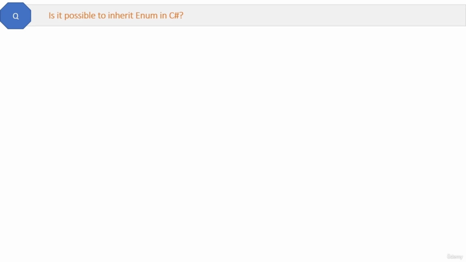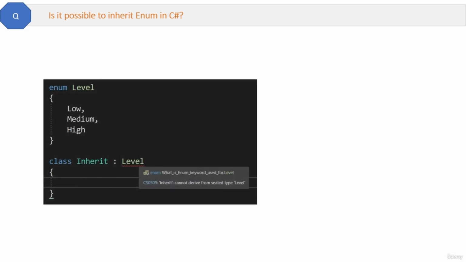Is it possible to inherit from enum in C#? That is not an important question, but I tried out of curiosity, and see, it is showing a compile time error saying enum is a sealed class type, so it cannot be inherited. Also, my suggestion is to code these concepts and try different things. That will help you a lot.